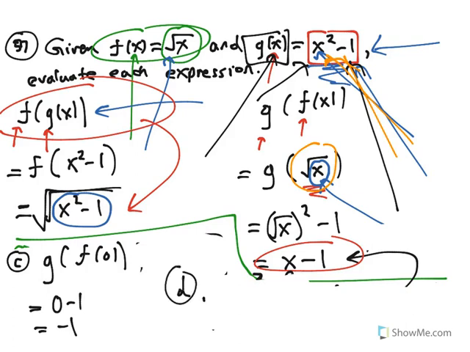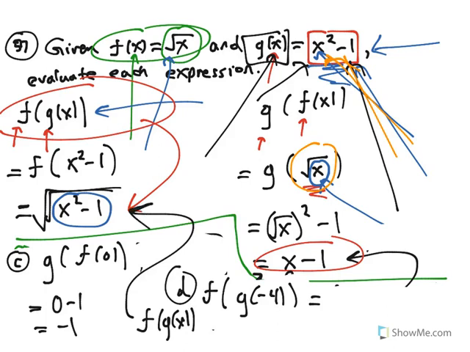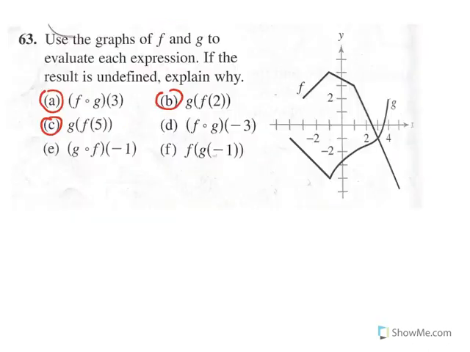We want to evaluate f of g of negative 4. What is f of g of negative 4? For f of g of negative 4, you're going to use f of g of x. That's our function, which is right here. So f of g of negative 4 would be the square root of negative 4 squared minus 1, which is going to be the square root of 15. So that's how you do those problems.